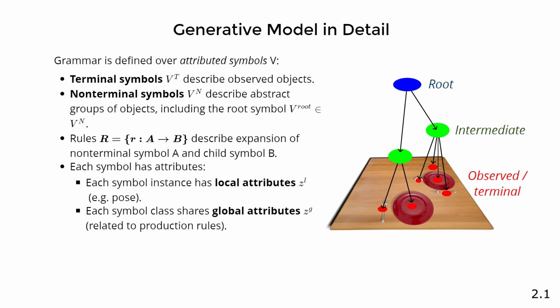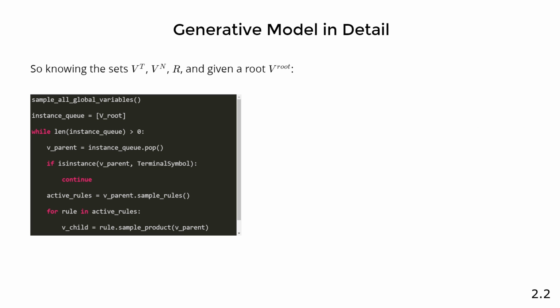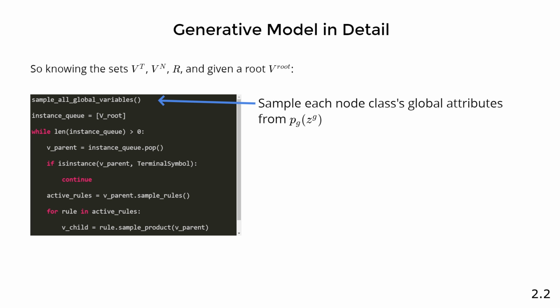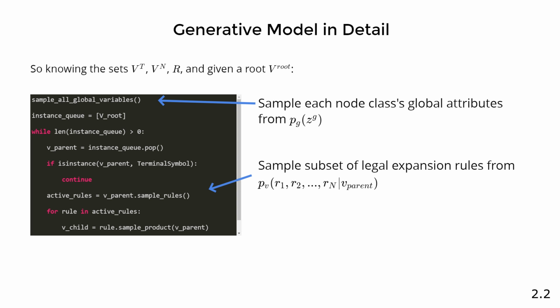Finally, symbols have attributes. Some are different for every instance, like pose, while some are shared across the entire class of symbols. To actually use a scene grammar to generate scenes, we use code that looks approximately like this. First, we sample each node class's global attributes from a simple generative distribution. For dishes, this could mean we decide at the start how messily each utensil type will be placed overall. Then, we take an unexpanded non-terminal node, starting at the root, and look at all the legal ways it can be expanded, and pick some subset of them based on a categorical distribution over all the possible combinations of rules.